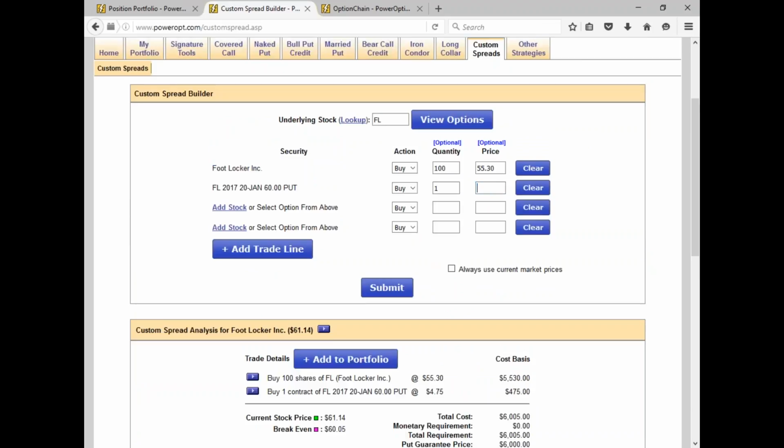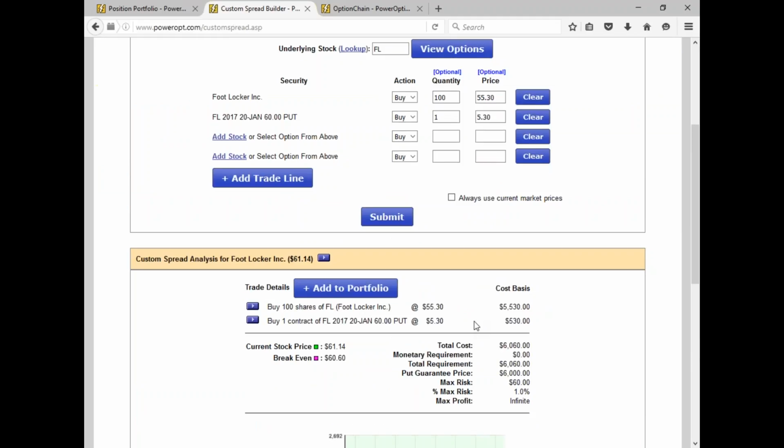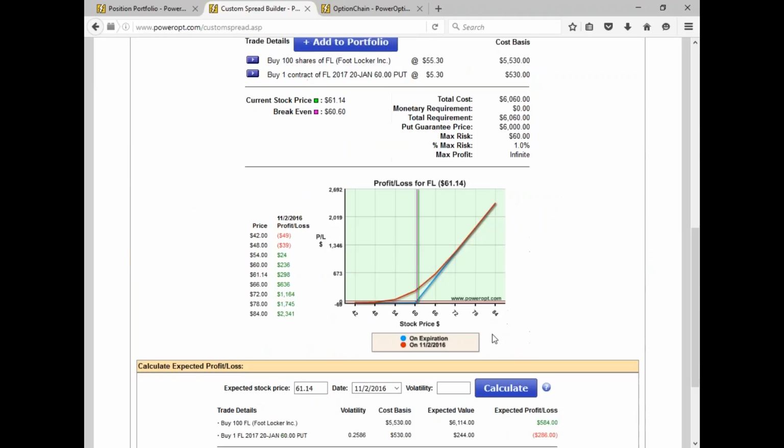Not high enough. Sorry, folks. I'm going to go back to this price. Let's just go here. That's probably about right. Now, this was my married put.